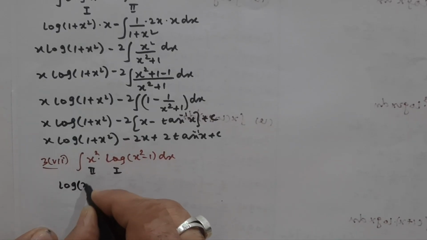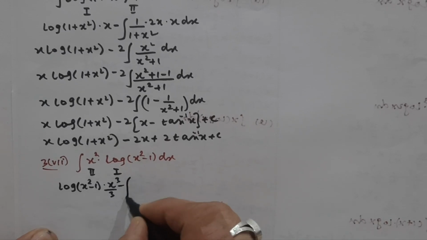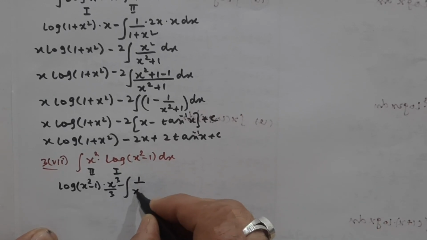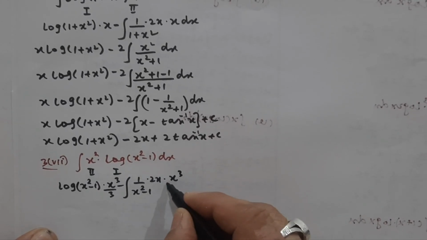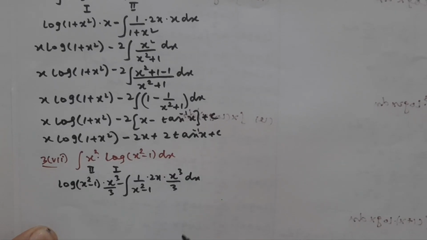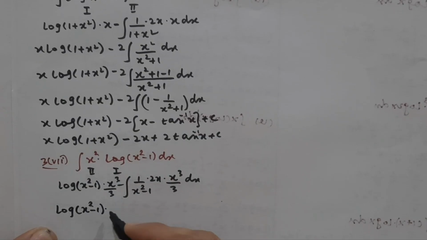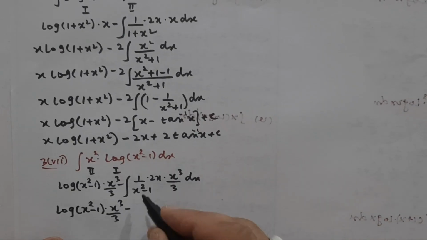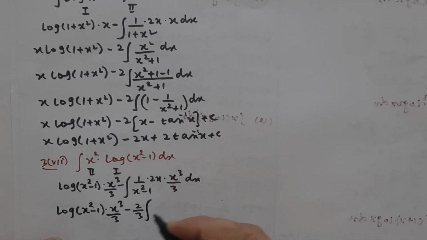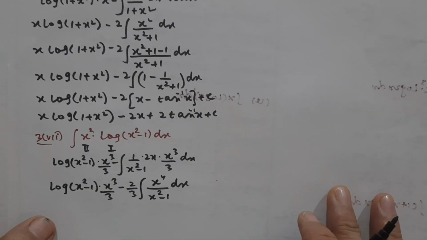log x square minus 1 first function, integral of second function means x cube upon 3, derivative of first, 1 upon x square minus 1 into 2x, and integral of second, x cube upon 3 dx. So what we get, log x square minus 1 into x cube upon 3 minus 2 by 3 integral of x power 4 upon x square minus 1 dx, like this.